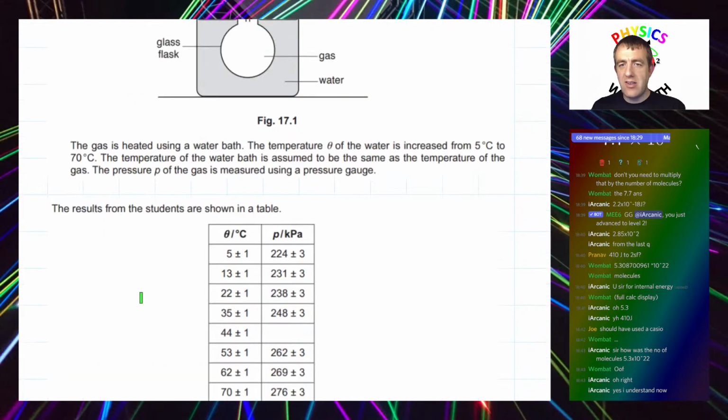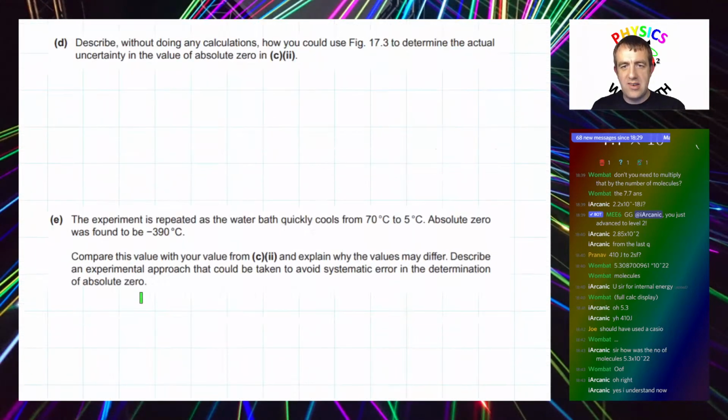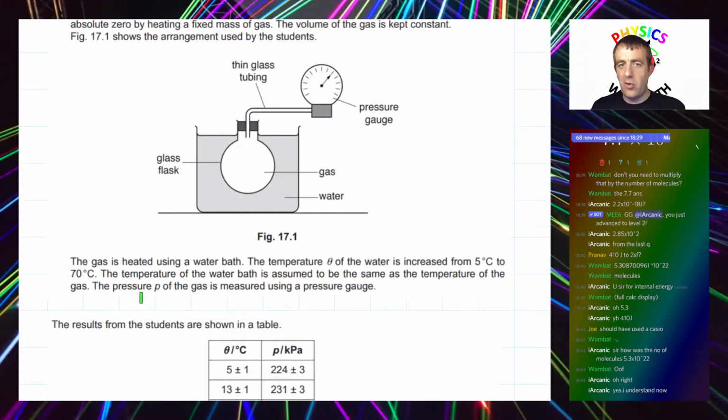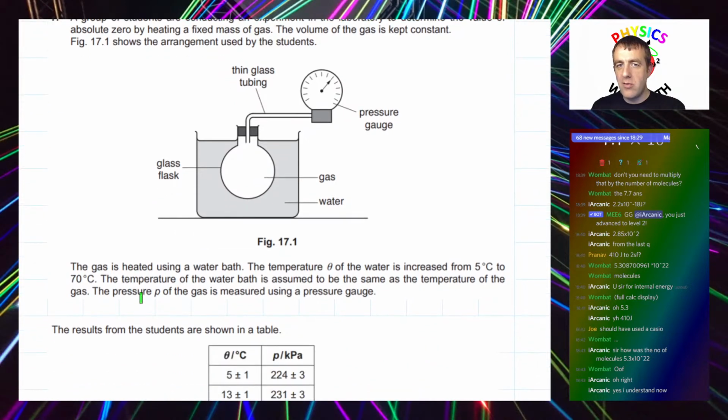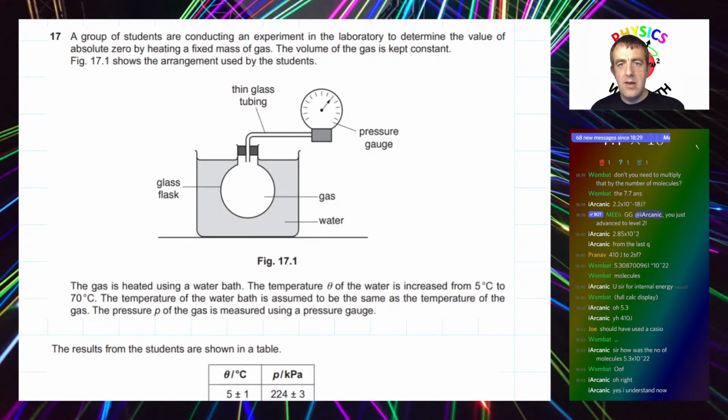And we've got some more gas law stuff, and I really like this question. I think it's the last question I've got on the list. Yeah, but it's a good question. There's a lot to it. So we're going to rattle through some of the early parts of this question. Similar sort of situation. We've got gas in a sealed vessel, a pressure gauge, a manometer, and a water bath. It's heated using a water bath. Temperature is increased from 5 degrees to 70 degrees Celsius. The temperature of the water bath is assumed to be the same as the temperature of the gas.